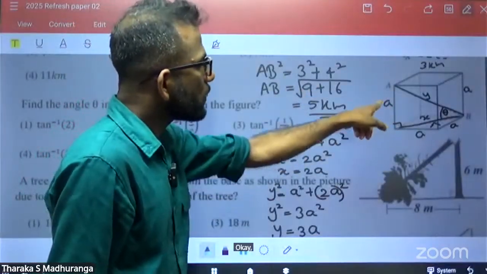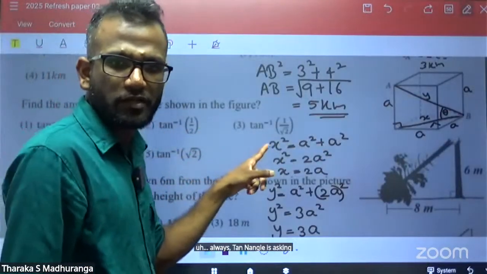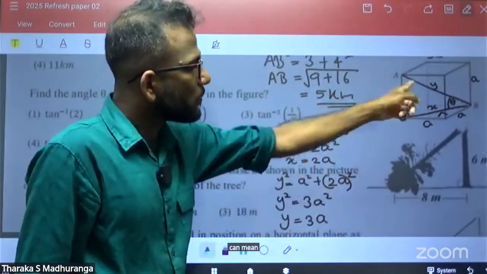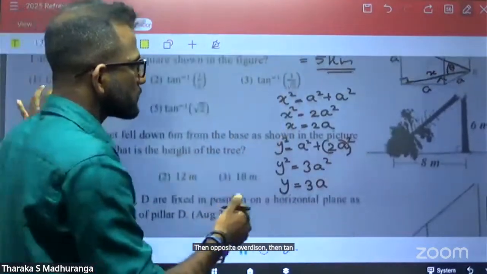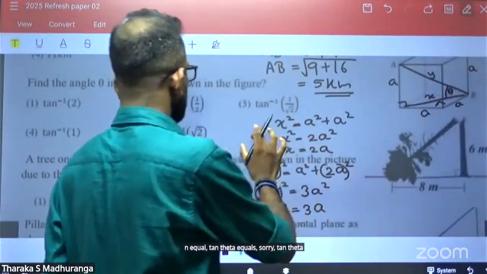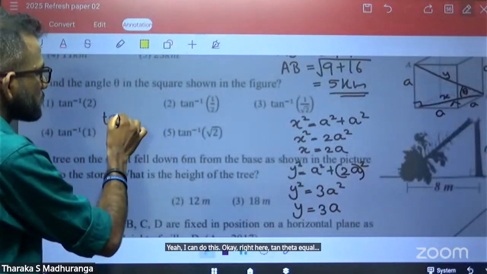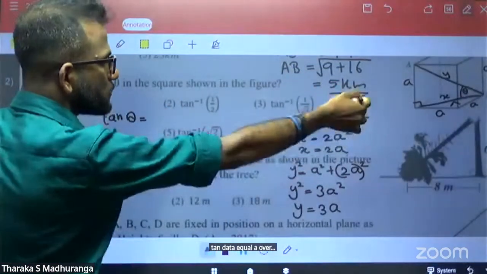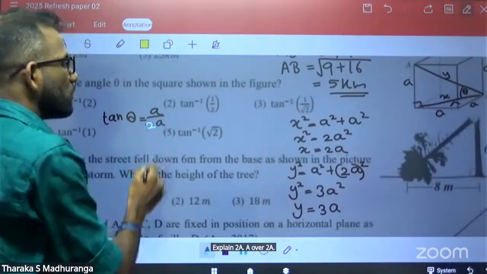Now, the question is always asking about the angle. Actually, this y value you don't need. Tan means opposite over adjacent. So tan theta equals opposite over adjacent, which is a over x, and x is 2a, so a over 2a.